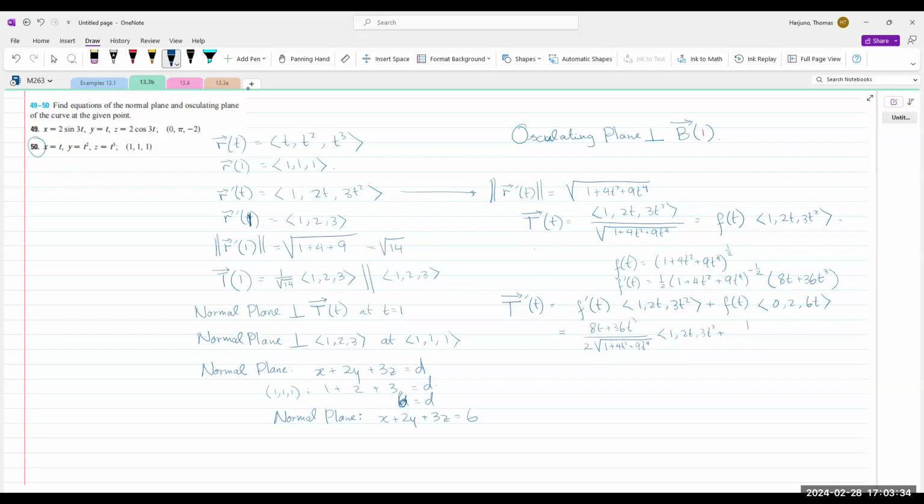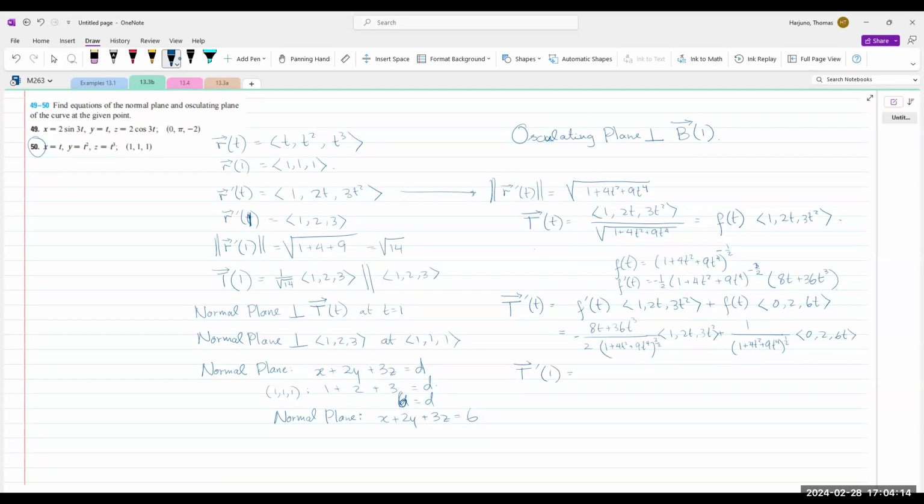Oh, hold on, this is negative, so this is negative 3/2, my bad. Yeah, so I need to do this, sorry, this is to the power of negative 3/2 here, plus 1 over 1 plus 4t squared plus 9t to the 4 to the power of 1/2 times 0, 2, 6t. Now the nice thing is we just need to observe that at 1, right?